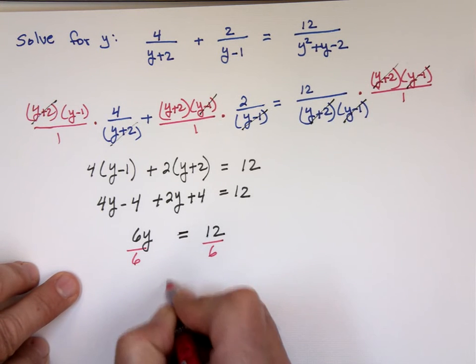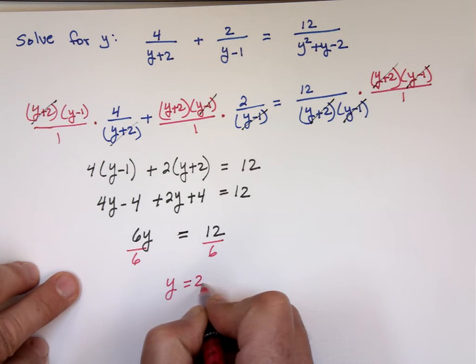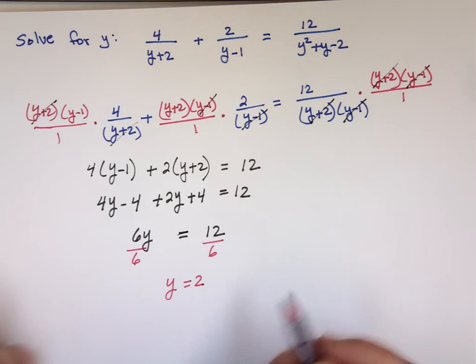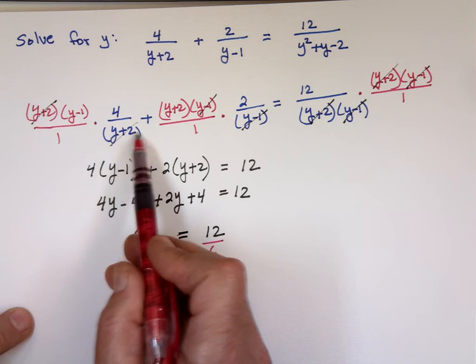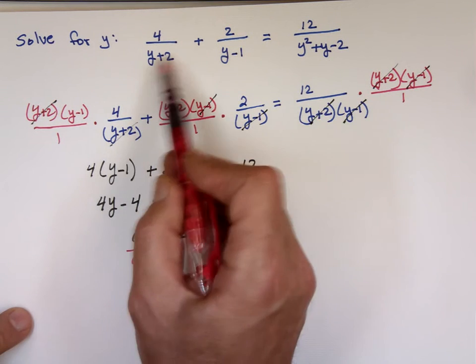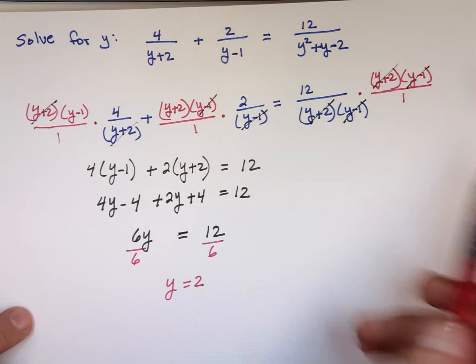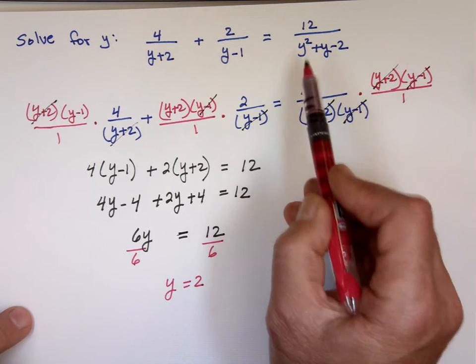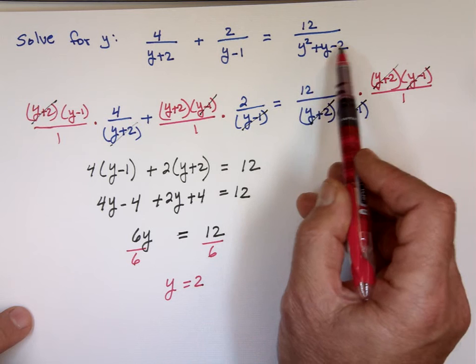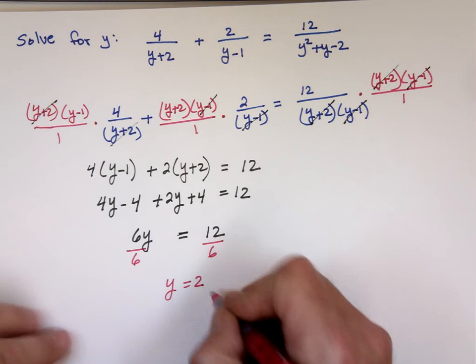Y equals 2. Now again, let's look at that 2. If you let y be 2, is the bottom going to be 0 here? What's 2 plus 2? 4. I'm okay. What's 2 minus 1? That's 1. I'm okay. That's 4 plus 2 minus 2. That's a 4. Most likely, I'm going to be okay.